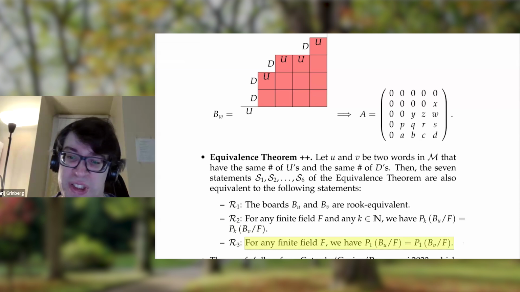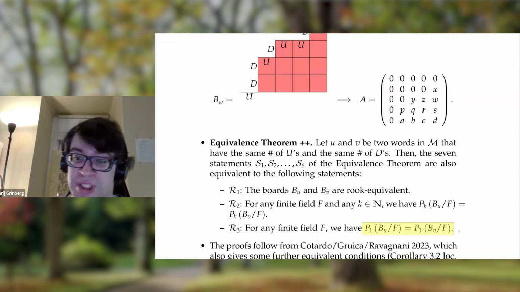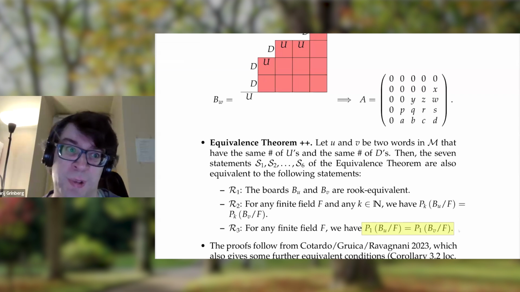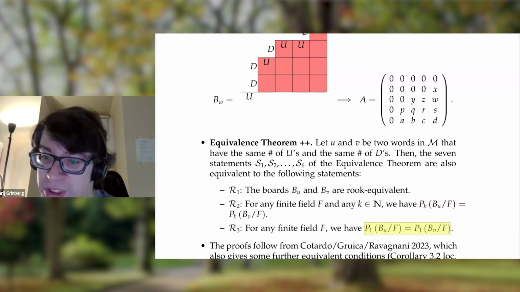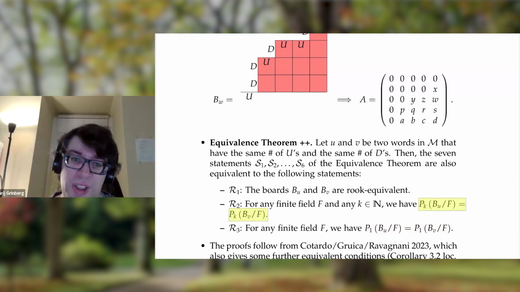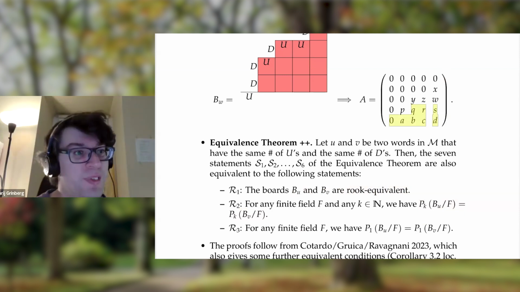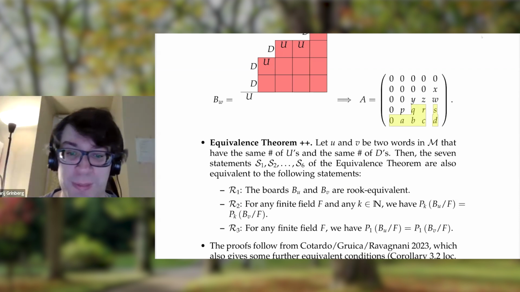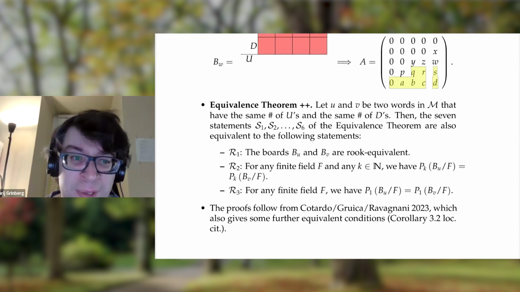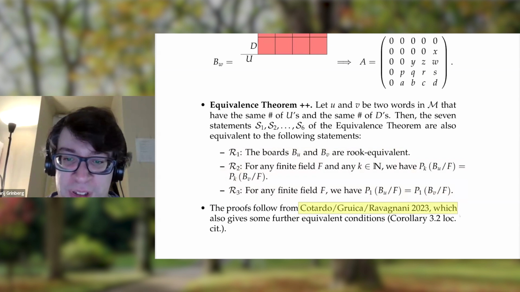And in fact, as has been recently observed by Kotarto, Gruika, and Ravagnani just a year ago, you can even require this matrix rank equivalence for rank 1 only. You don't need to require it for all ranks. If it holds for rank 1, it holds for all the ranks. In a way, rook placements are like matrices over the field with one element, whatever this means. So this is like q-versions of rook placements. And nicely enough, we didn't have to prove these equivalences. They came for free from the paper by Kotarto, Gruika, and Ravagnani.